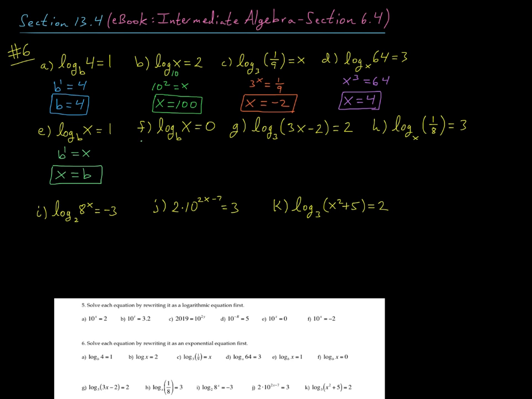All right. Part F, log base b of x is equal to 0. All right, so this is going to give us that b to the 0 power is equal to x. Or put another way, x is equal to b to the 0, which is equal to 1. So no matter what the value for b is, our solution for this equation is x equals 1.